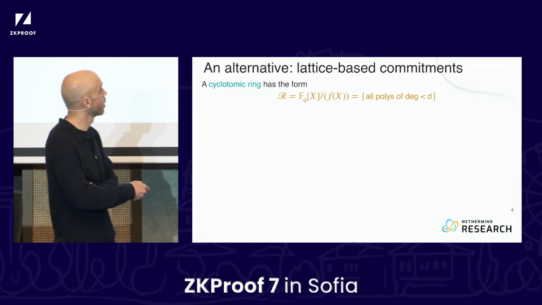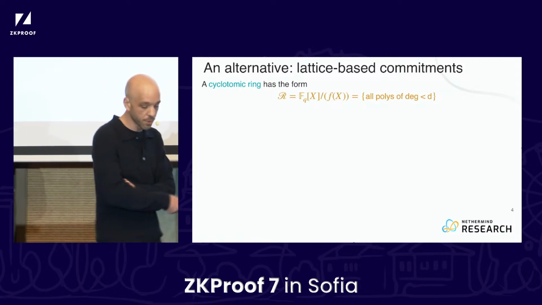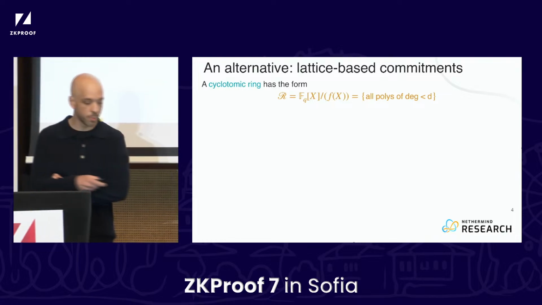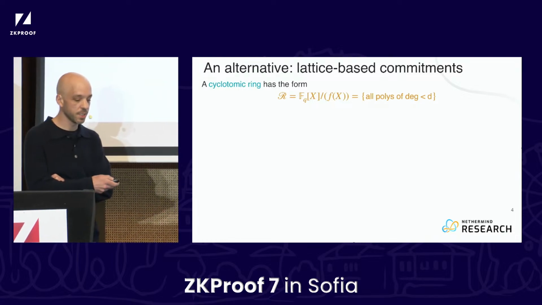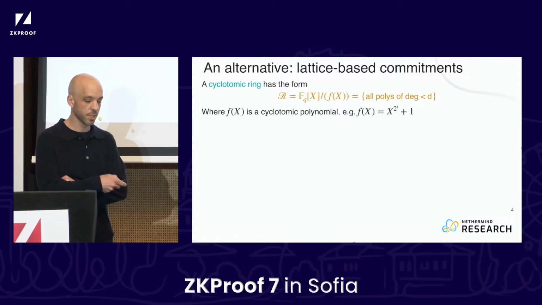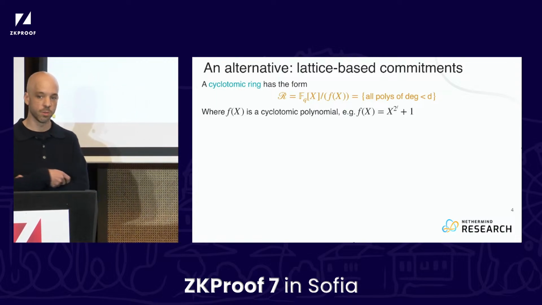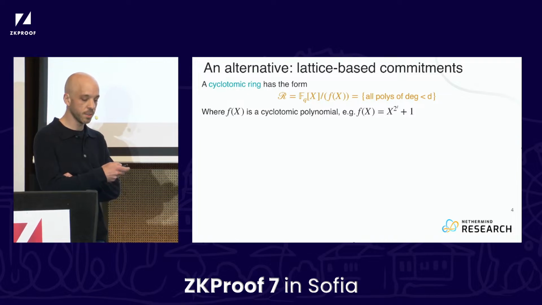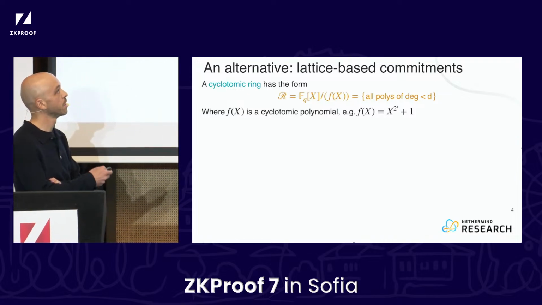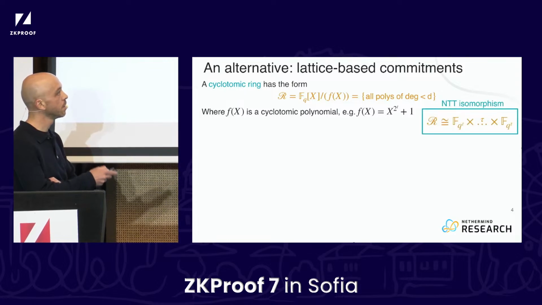So we work with cyclotomic rings, which are rings of this form. You take the ring of polynomials with coefficients in a field and you quotient it by a cyclotomic polynomial. For example, x to the power of d plus 1, with d a power of 2. So as I said, this is just the set of all polynomials of degree less than d. Then there's a very interesting isomorphism.